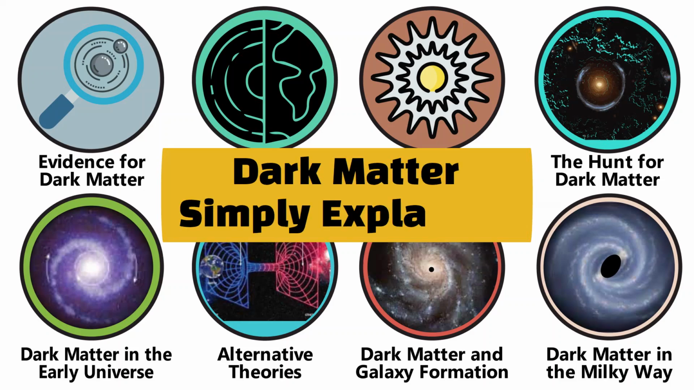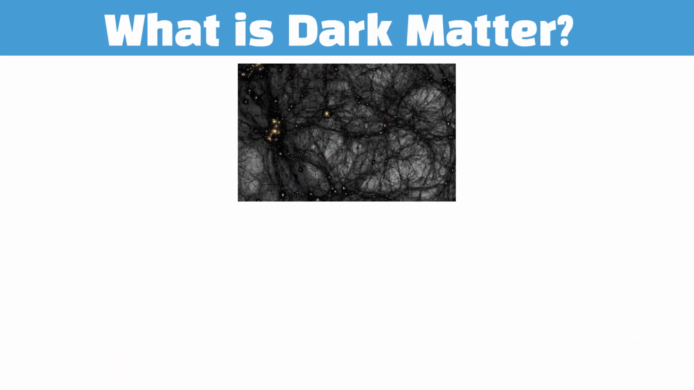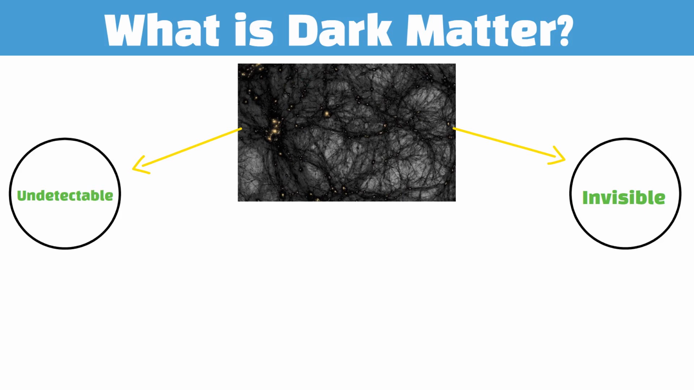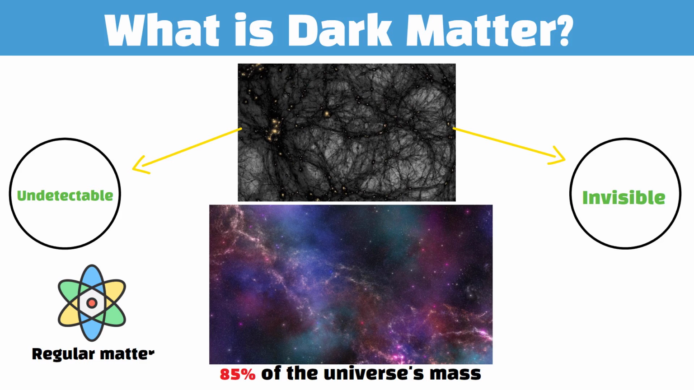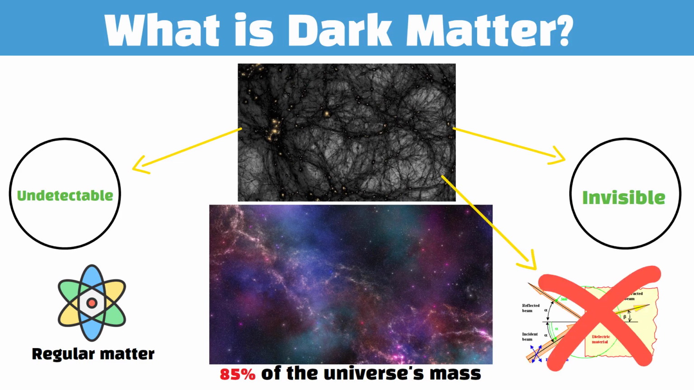Dark matter simply explained. What is dark matter? Dark matter is invisible, undetectable stuff that makes up about 85% of the universe's mass. Unlike regular matter, it doesn't interact with light, making it impossible to see directly. Scientists know it exists because of its gravitational effects on visible matter.